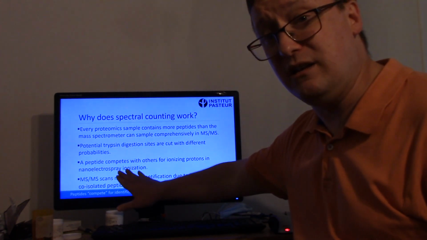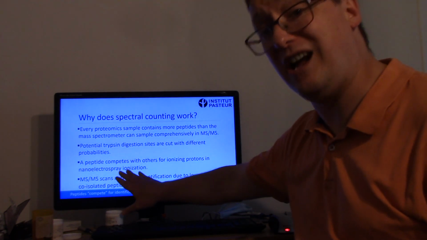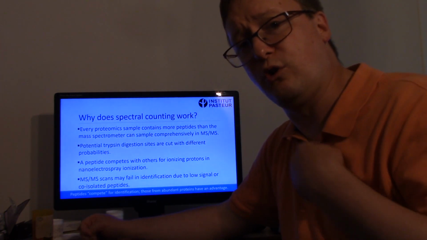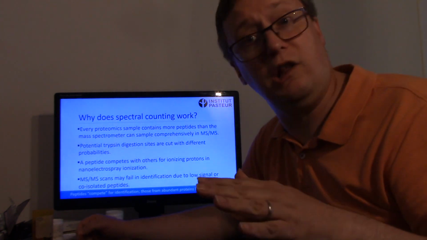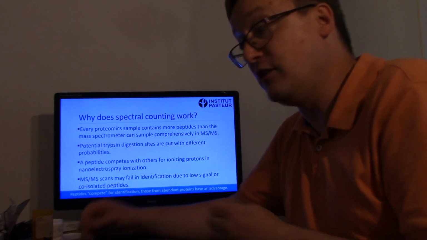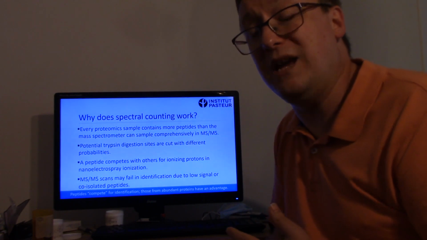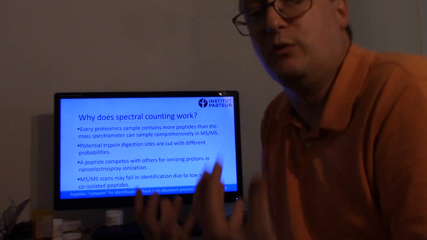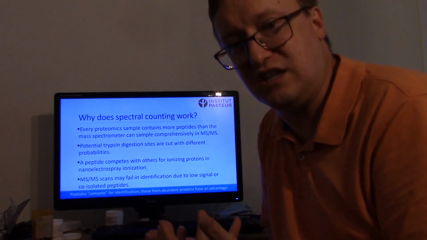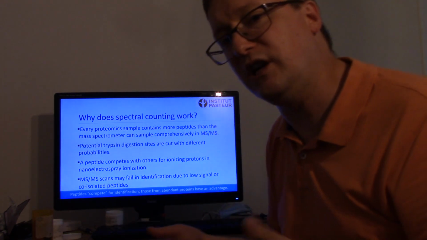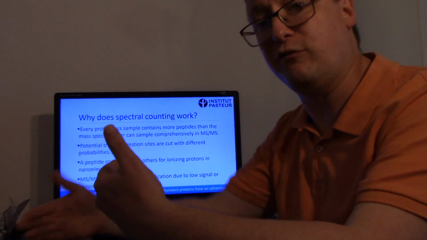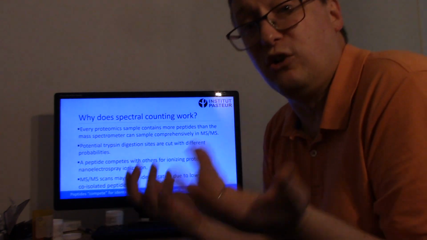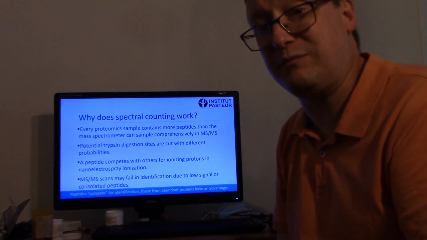Okay, a peptide must compete with others for ionizing protons in nanoelectrospray ionization. In order to detect a peptide at all in the mass spec, we must ionize it, and there are only so many protons to go around. You may have something like signal suppression, where one peptide is so much more dominant in a sample that it's grabbing all the protons that are available. And if that peptide comes off with one you're actually trying to detect, you might find that you simply have very little signal observable in the mass spectrum for your peptide of interest.